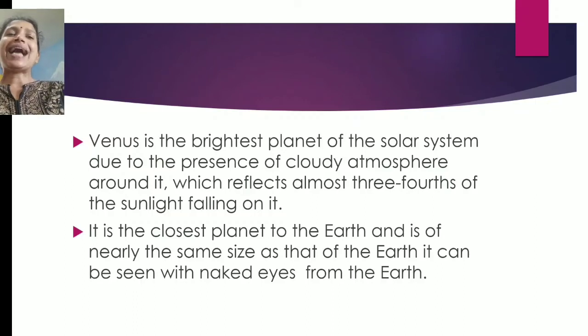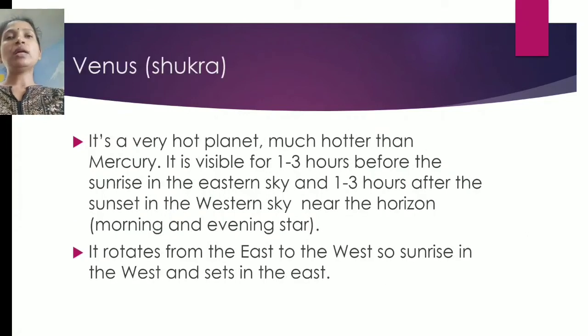It has nearly the same size as that of the Earth. If we are talking about size, Venus has the same size as the Earth, but Mercury has the smallest size. It can be seen with naked eyes from the Earth. Earth से हम देख सकते हैं. Now it is a very hot planet, much hotter than Mercury. Though it is the second planet, and the nearest planet is Mercury, Venus is the hottest planet. It is visible for 1 to 3 hours before the sunrise in the eastern sky and 1 to 3 hours after the sunset in the western sky near the horizon.